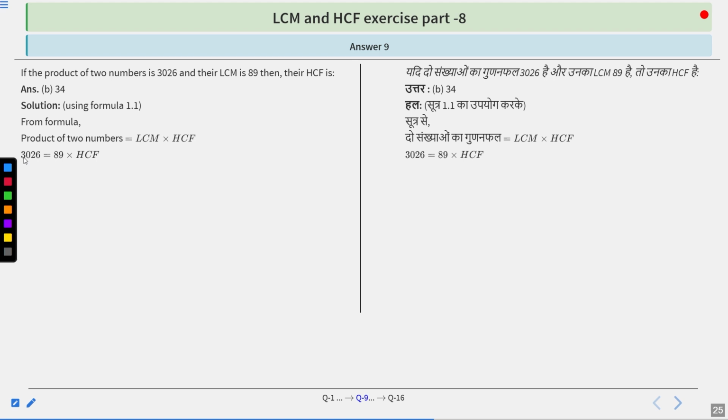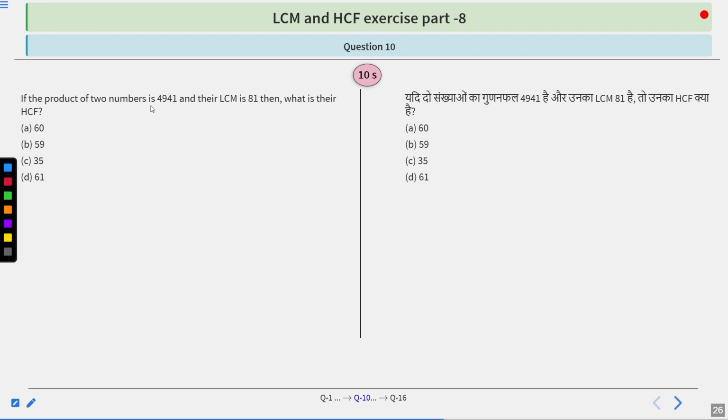Now, as per formula 1.1, the product of numbers is equal to LCM into HCF. The product was already given in the question, that is 3026. LCM was given as 89 and we have to find the HCF. So from here, HCF becomes equal to 3026 upon 89. That is 34 is the HCF. Option number B is the correct answer.